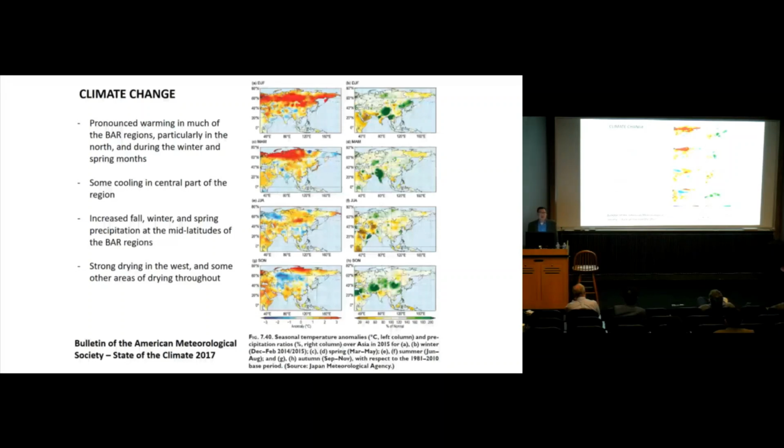Changes in precipitation are likely to be just as important as changes in temperature. We see increased fall, winter, and spring precipitation, largely at the mid-latitudes of Belt and Road, and then strong drying in the west, and drying in other areas throughout Belt and Road.